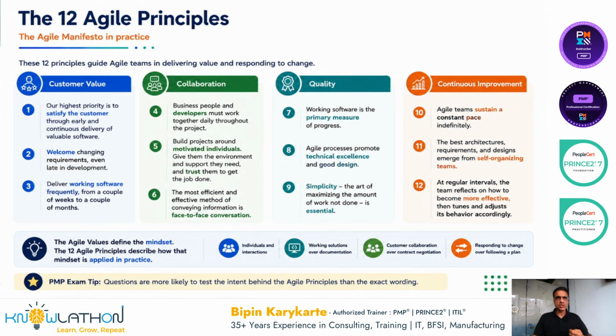Agile places much more emphasis on co-located teams. What is co-located? People sitting in one single physical proximity place. Quality, working software is the primary measure of progress. If it is working fine, it is quality, right? Agile processes promote technical excellence and good design.